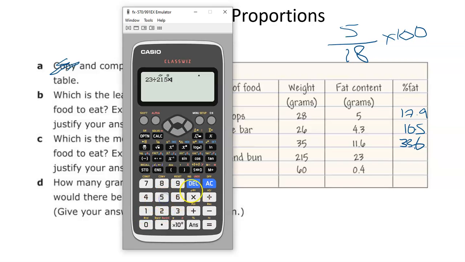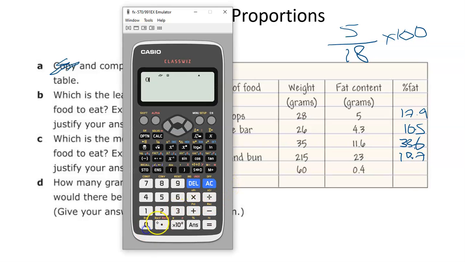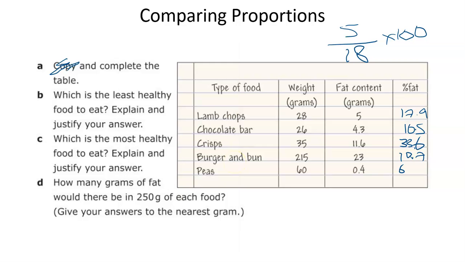5 times 100, 10.7, and finally peas, 0.4 divided by 60 times 100 is 0.667. Okay, so I think that was a 10 on that one, just my poor handwriting.